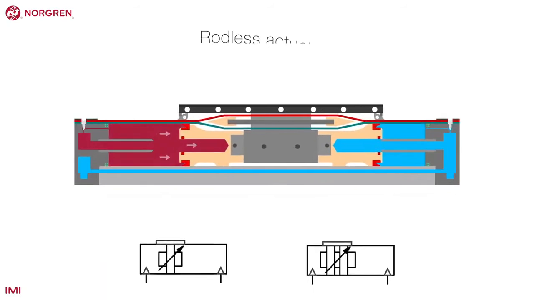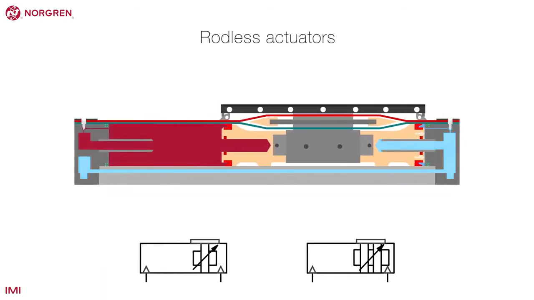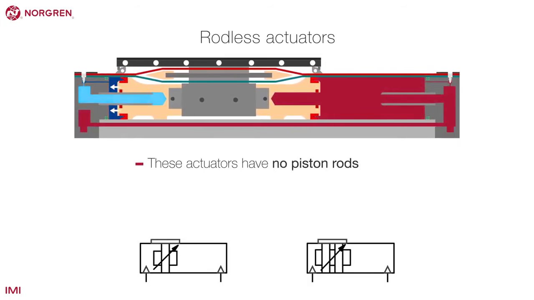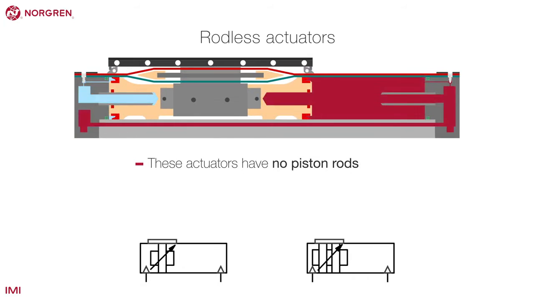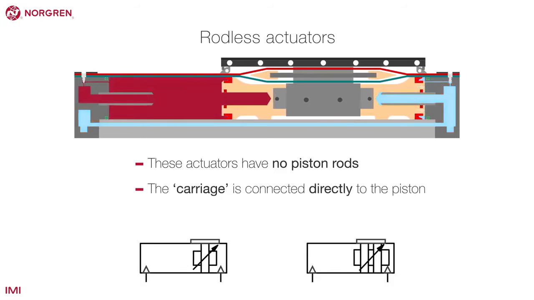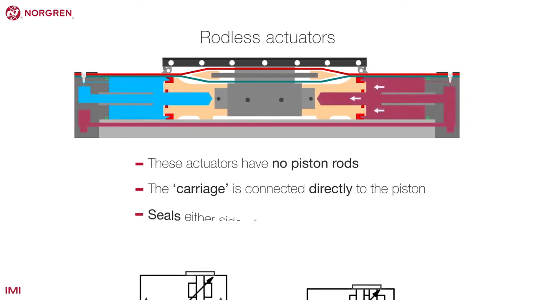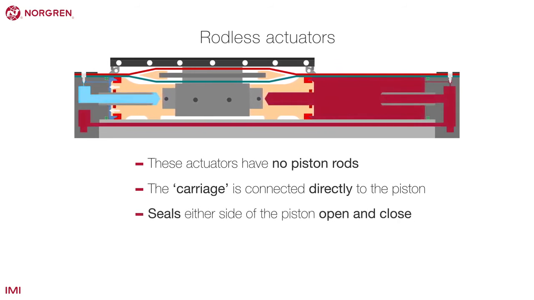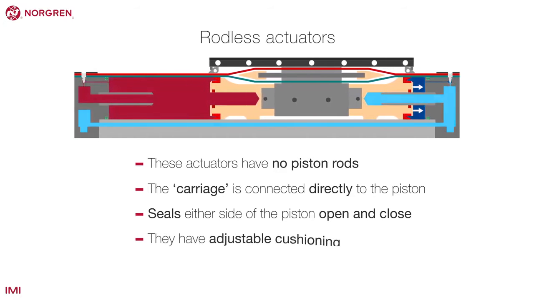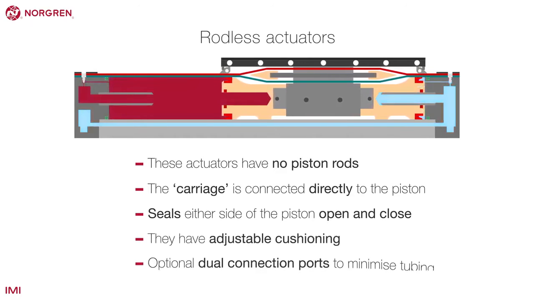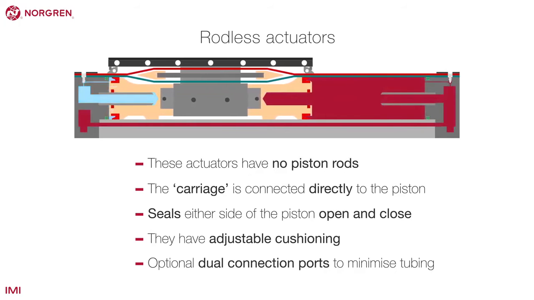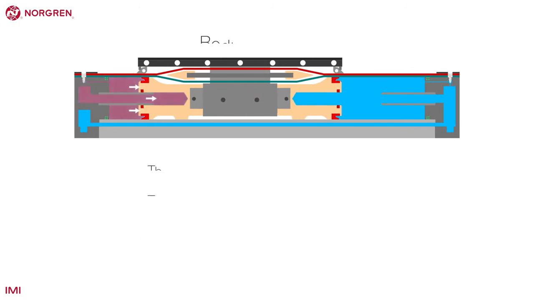Rodless actuators. As the name suggests, these actuators have no piston rods. One of the benefits of the Norgren rodless, known as the Lintra Plus, is the carriage that moves externally and is connected directly to the piston. Seals either side of the piston open and close as it moves through a cycle. These cylinders have adjustable cushioning and optional dual connection ports to minimize tubing, allowing for easier installation.